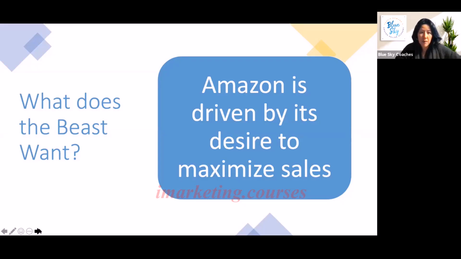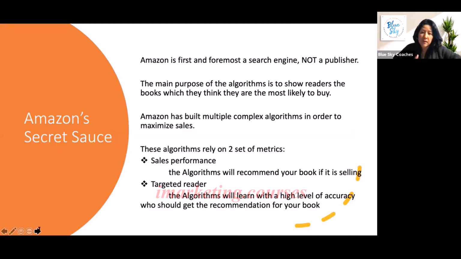So remember that Amazon is first and foremost a search engine. It is not a publisher. So it has built a lot of algorithms in order to reach its goal. And the goal is, again, maximize sales. You'll notice the use of the plural when referring to Amazon algorithms, because there's a common misconception that there's only one algorithm. But that's not true. For example, Amazon's search algorithm is different from their bestseller list algorithm, which is also different to their new release list algorithm, and they have some other ones.